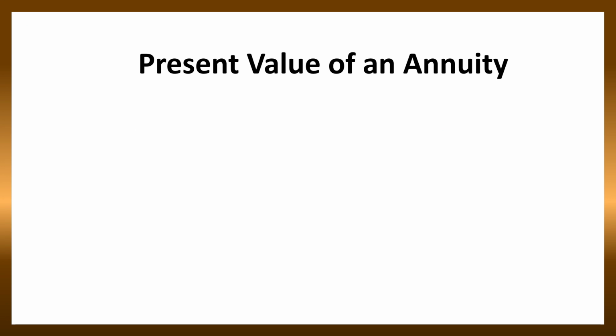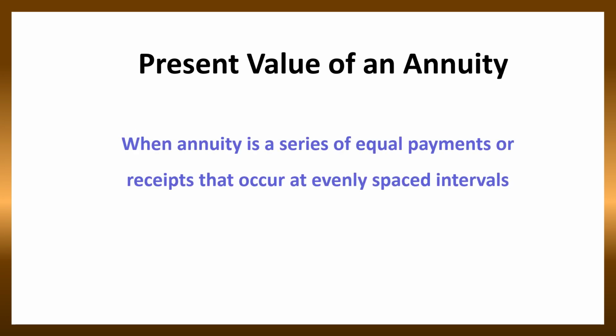Now let us take the first case. An annuity is a series of equal payments or receipts that occur at evenly spaced intervals. That means we are going to discuss equal cash flows, may it be a payment or a receipt. There is equal cash flow at regular intervals. In this case, how can we calculate the present value?